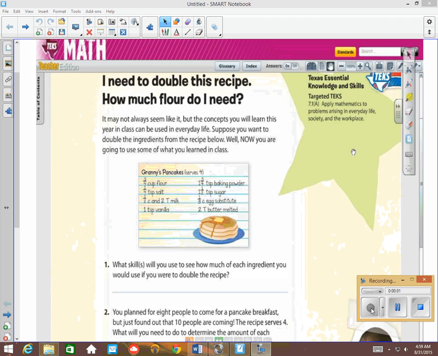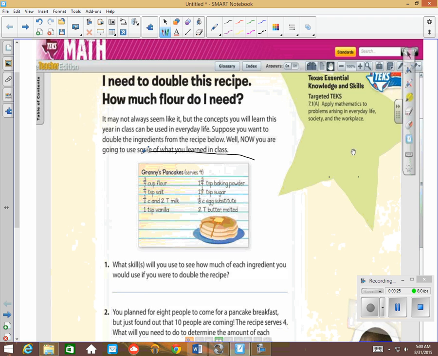Okay, what we're learning today is how to apply math problem solving in everyday life. This is like math in real world situations. Starting with the problem number two, you planned for 8 people to come to a pancake breakfast.